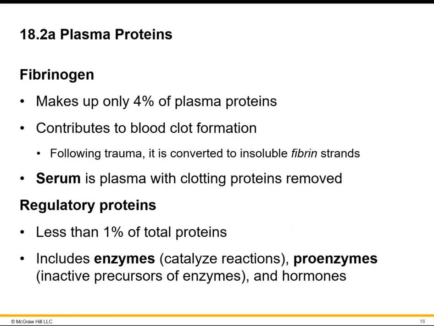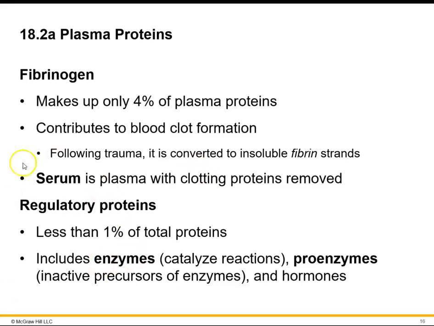Next in the plasma proteins is fibrinogen. This makes up only about 4% of plasma proteins, but it's crucial in blood clot formation. Now, fibrinogen is soluble in water. That is, it can be dissolved in water. But following trauma, it's going to be converted to insoluble fibrin. And it's this fibrin that helps form the blood clot itself. You may have heard the term serum before. Serum and plasma are not the same thing, okay? All serum is plasma once the clotting proteins have been used up.